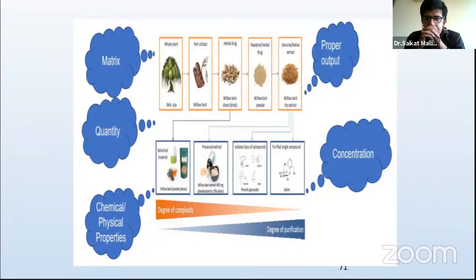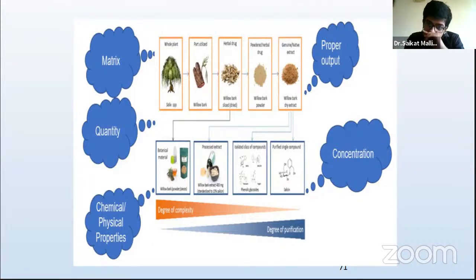As you see in this slide, it shows the degree of complexity and the degree of purification. When you start with a big plant, you have leaves, roots, stems, and everything in it. As you prepare extracts from selective parts, like from the tree, you go to the bark part. From the bark, you prepare a powder, and from the powder, you prepare an extract that becomes highly purified.